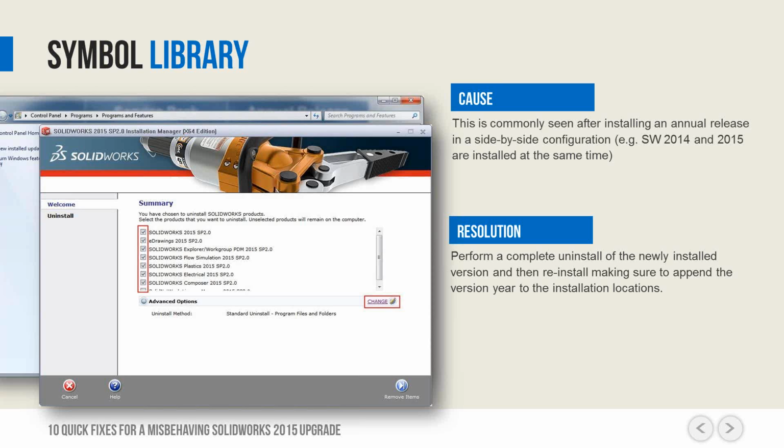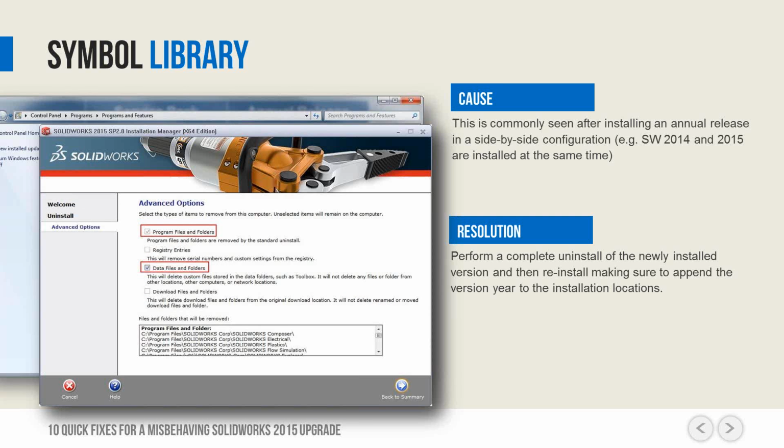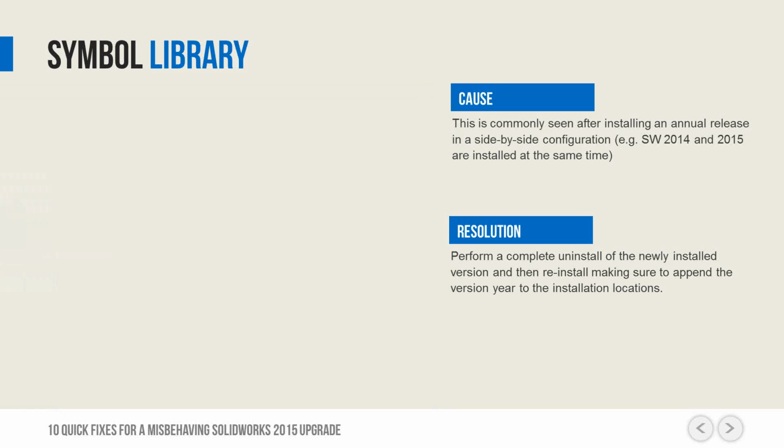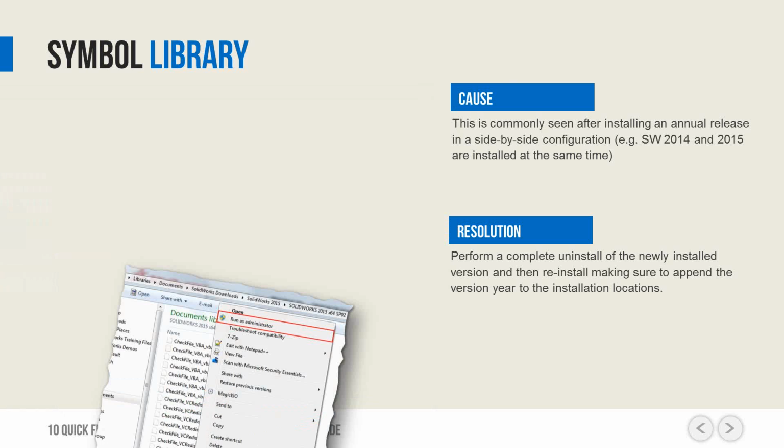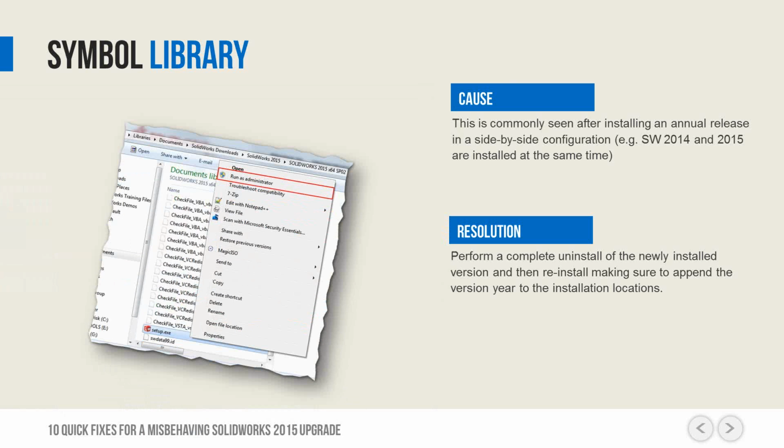When we click on the change link there, we get another window that allows us to select what we actually want to remove from our computer. So you have some options there: program files and folders, registry entries, data files and folders, and download files and folders. I would highly recommend for this solution to definitely check the box next to data files and folders, and you may even want to choose registry entries as well. Once the uninstall of the newest release is complete, then we can go back in and reinstall it.